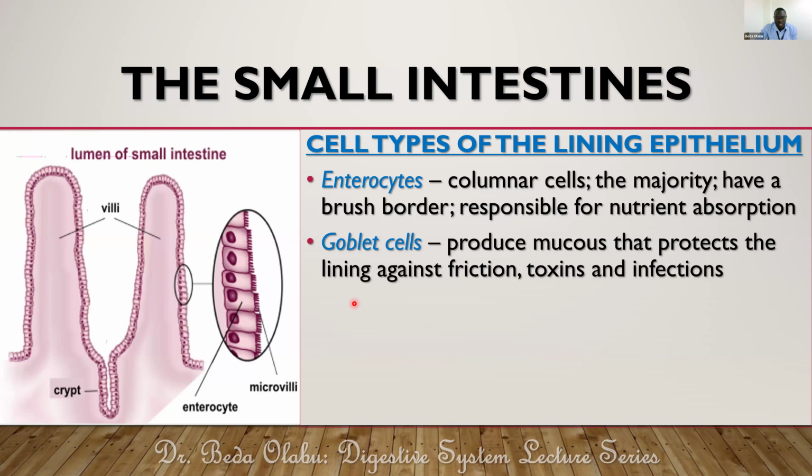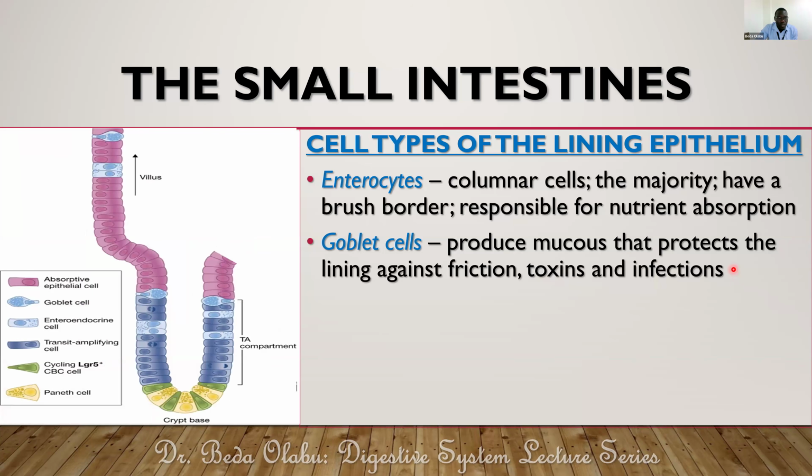We have the goblet cells. Goblet cells produce mucus that helps to protect against friction. It will also protect against toxins. It will protect against infection because the mucus picks them up and holds them. So it protects not just against friction only, but even toxins and infections. These goblet cells will be present at the villus epithelium. They're also present at the cryptal epithelium. As you can see, these are still goblet cells.